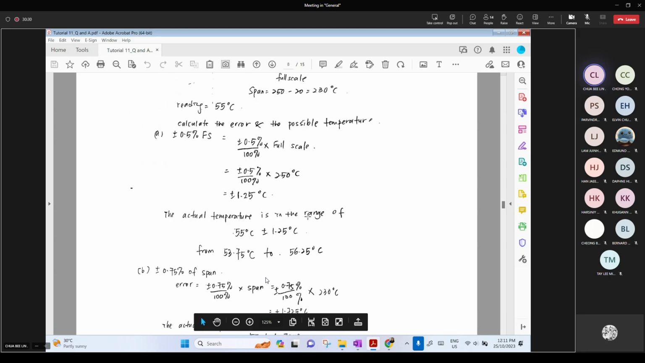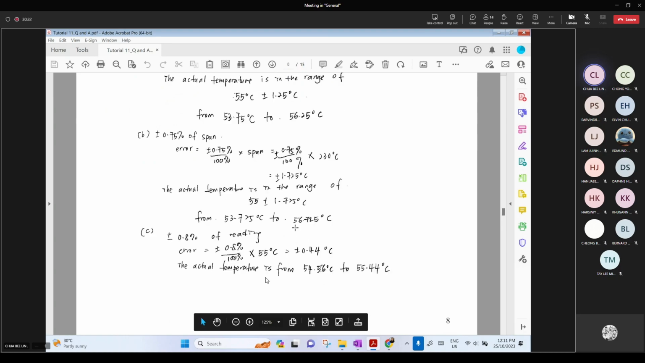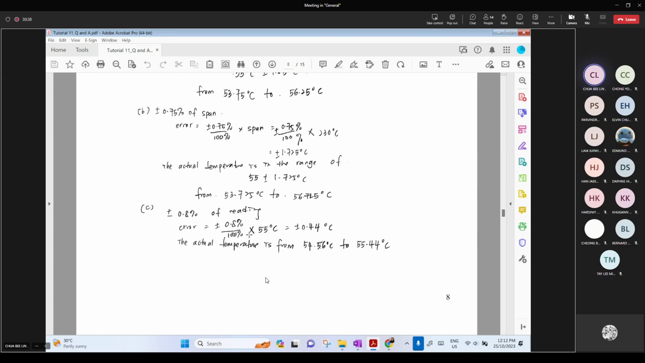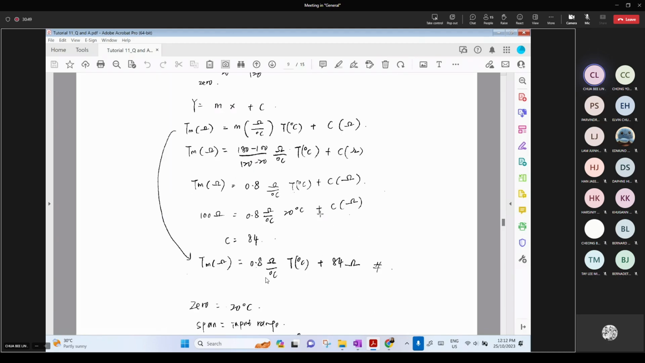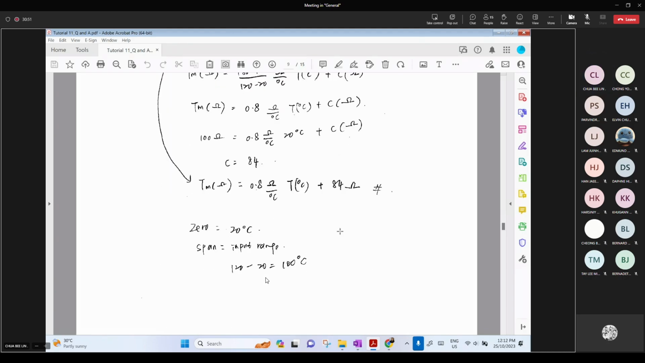So this one, please go through, very simple questions for you to score during your final exam. Make sure you go through tutorial 11. Haha, how many times do I repeat? Okay, from there, this one is also important, question 5. This is the RTD, please go through. You already know the first 2 questions will be chapter 11 for you to score for your final.